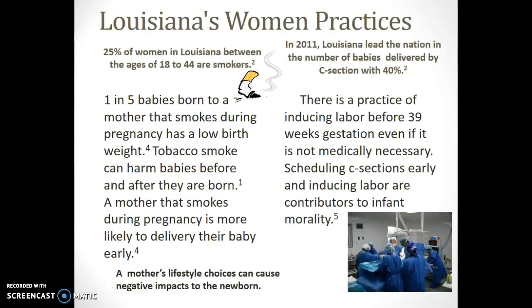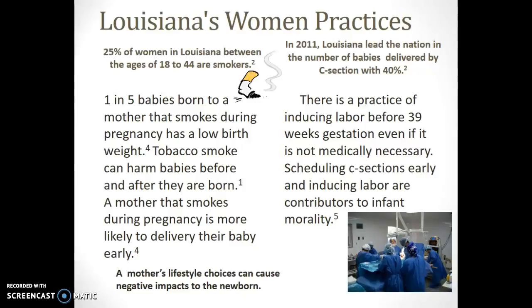Some practices that women in Louisiana do can negatively affect their infants. 25% of women in Louisiana between the ages of 18 to 44 are smokers. One in five babies born to a mother that smokes during pregnancy has a low birth weight. Tobacco smoke can harm babies before and after they are born. A mother that smokes during pregnancy is more likely to deliver her baby early.